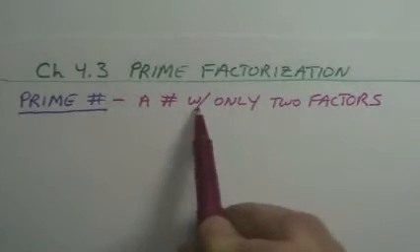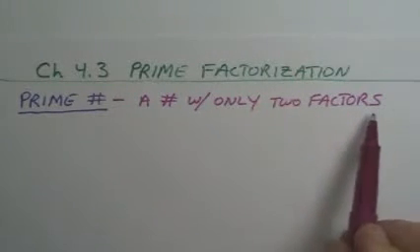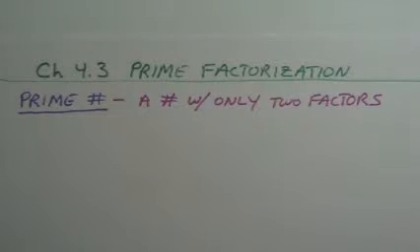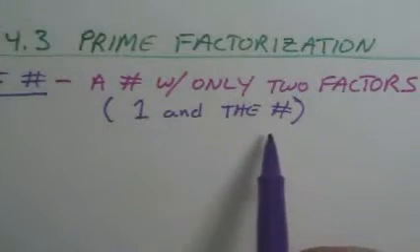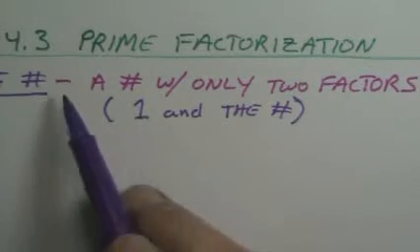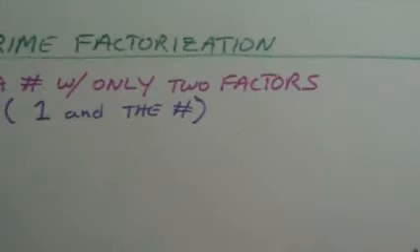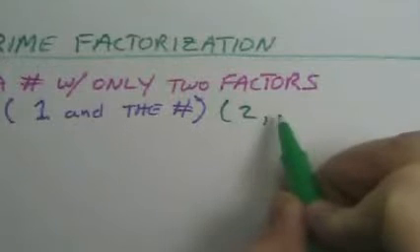A prime number is a number with only two factors. And those two factors are 1 and the number. 1 and the number. Those are the two factors on any prime number. And some of those prime numbers are 2. 2 is a prime number.